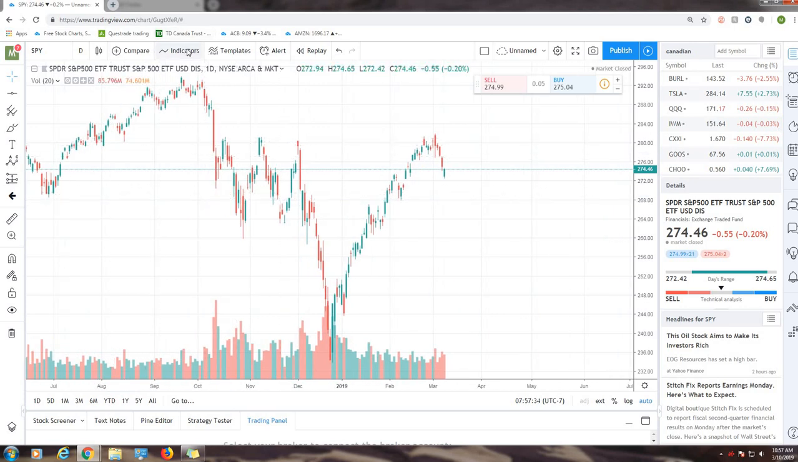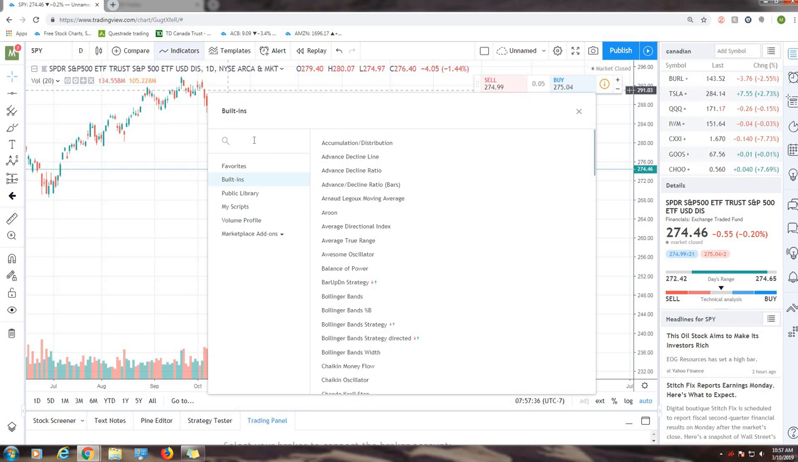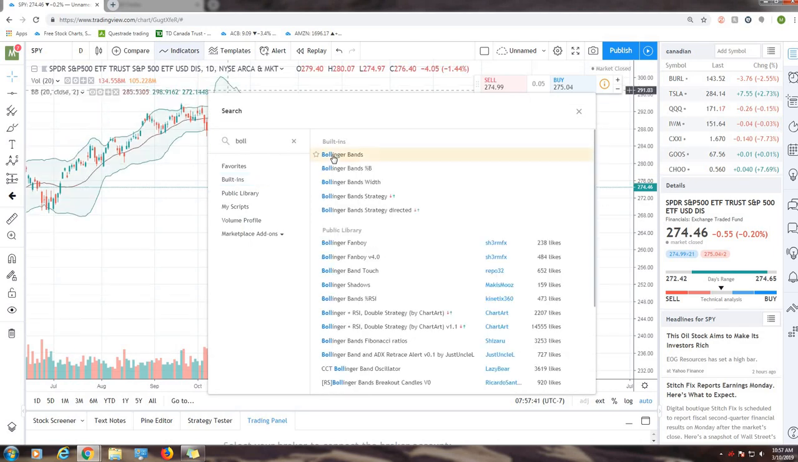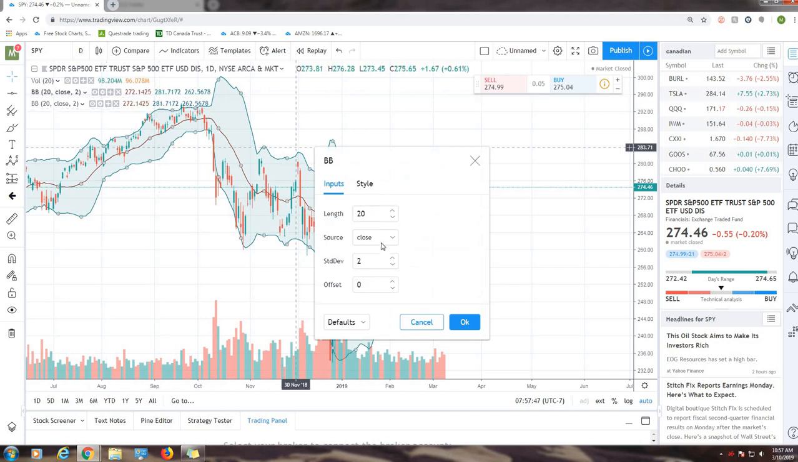So up here is the indicator tab. We're going to open this. So we're going to do Bollinger bands. We're going to add 2 of them. So these are both going to be 2 standard deviations. So we're going to go into here, which is how to edit it. We're going to change the standard deviation to 3.